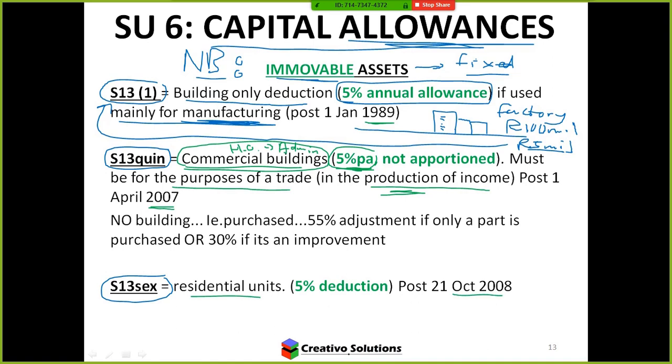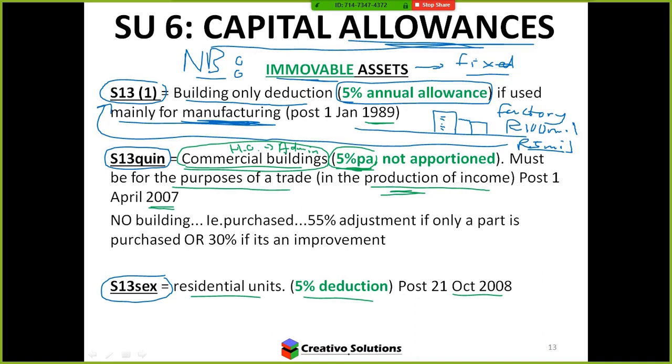Right, and the same deduction applies. It's 5%, 5%, 5%. We just need to remember what type of building it is: is it manufacturing, commercial, or residential? And then we need to remember the dates. Sometimes those questions in the past paper will give you a date.